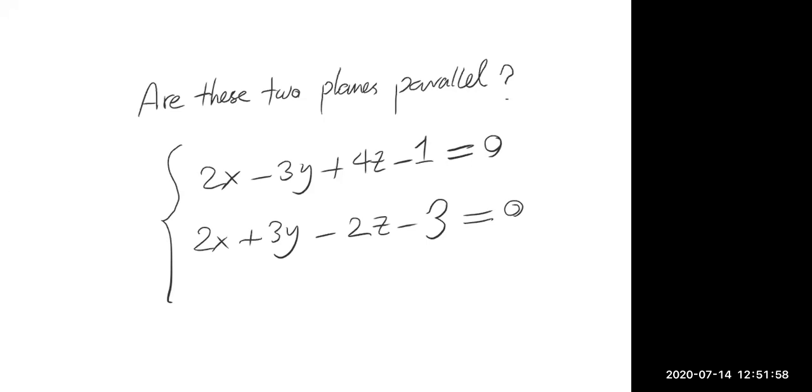Well, what do you mean? We have equations of two planes. So we have those two planes. We can draw them and look if they're parallel or not. So we have enough information. But the question is, how can we look at the algebraic equations and decide if these two planes are parallel or not?